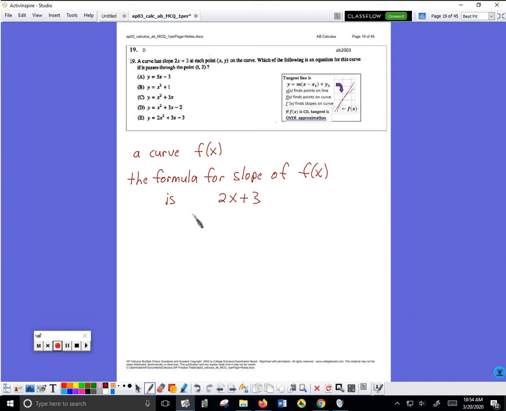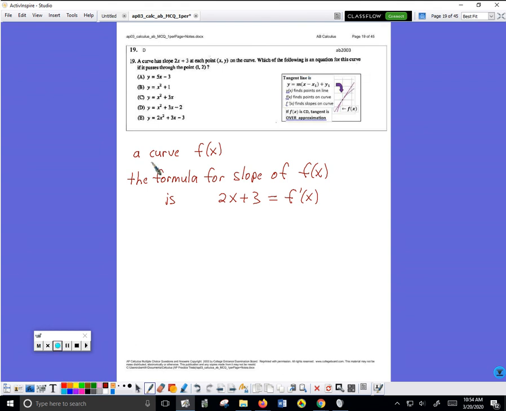But that's what f prime is. F prime is always a formula for finding the slope of f. So in an awkward, obviously tricky fashion, they have told you in this first sentence that f prime is equal to 2x plus 3. Which of the following is an equation for the curve?